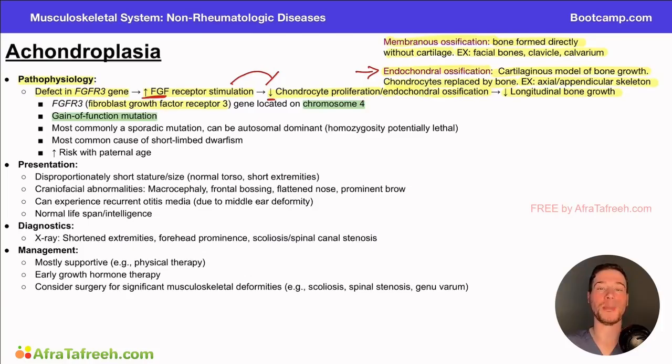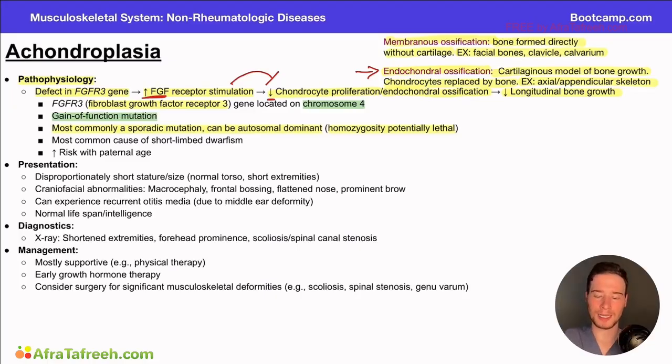Now, while there are certainly some inheritance patterns in chromosome 4 that are important to know, this is most commonly going to be a sporadic mutation, although it can be autosomal dominant, and it's important to know that homozygosity is potentially lethal. That is to say, if a patient is autosomal dominant and they get the gene from both parents, it's unlikely this patient would actually survive to be present in the clinic. While patients can survive with one of these genes, two of these genes is likely to cause lethality.